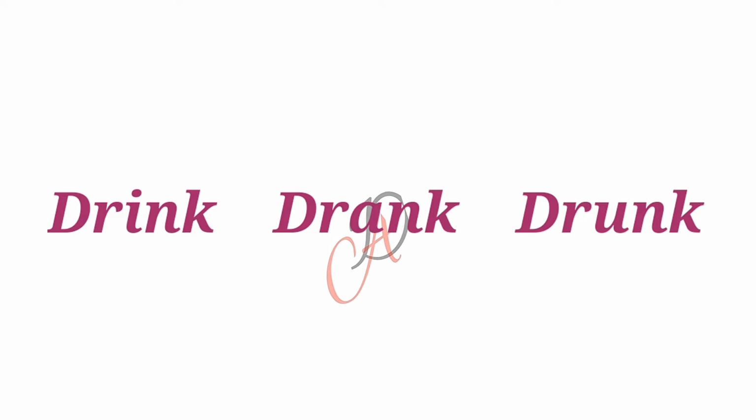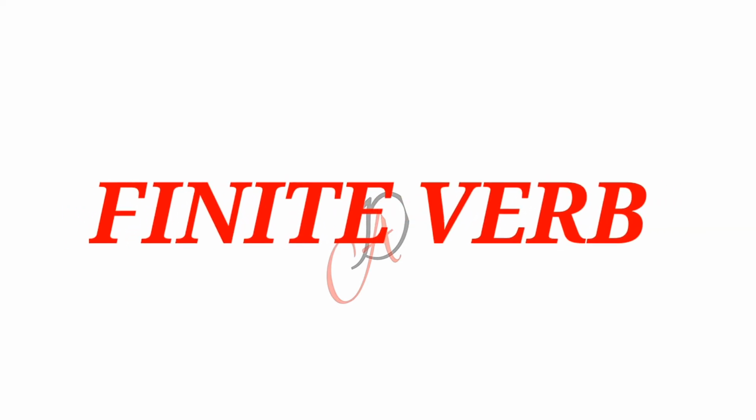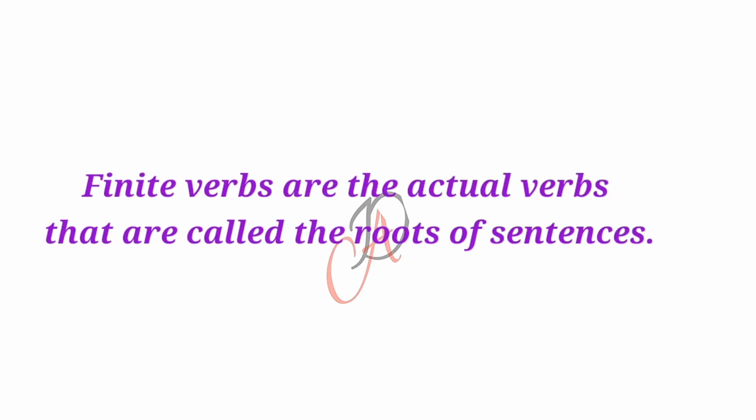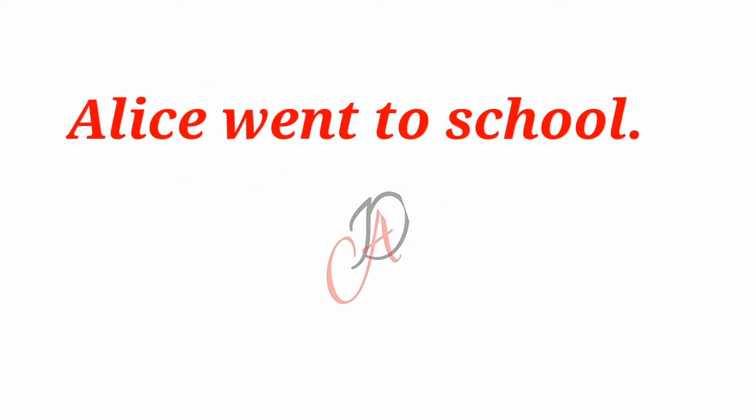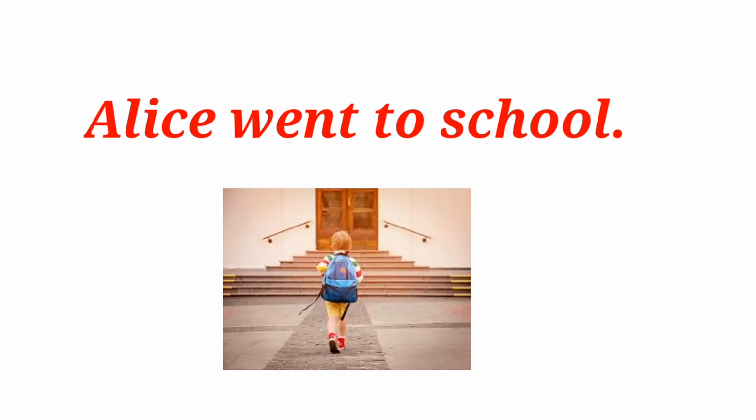So let's move to the next type of verb, that is finite verbs. Finite verbs are the actual verbs that are called the roots of a sentence. It is a form of a verb that is performed by or refers to a subject and uses one of the 12 forms of tenses and changes according to the number and person of the subject. For example, Alice went to school. Here, the subject Alice performed the action in the past. This information is evident only by the verb went in the sentence.